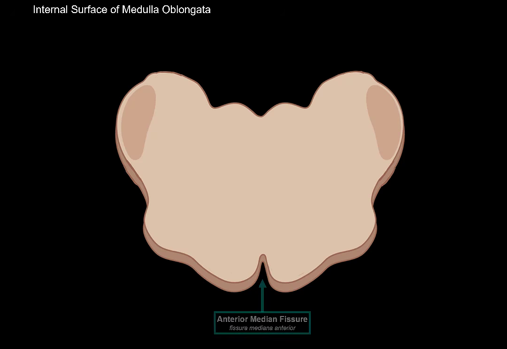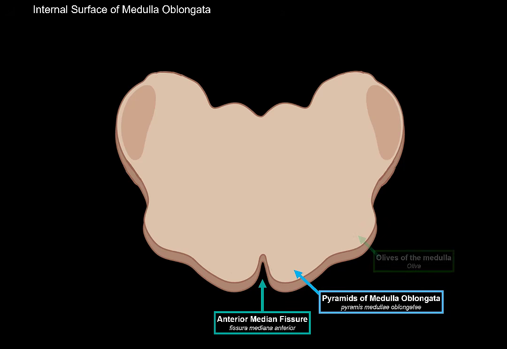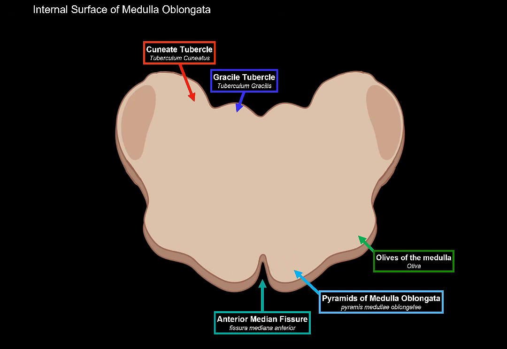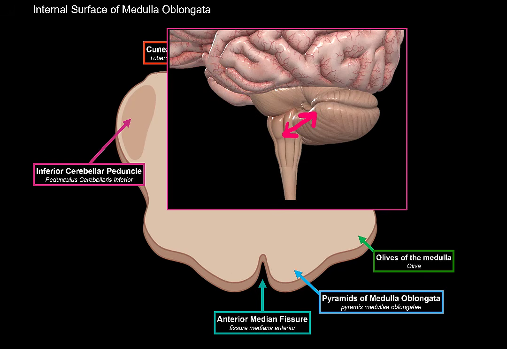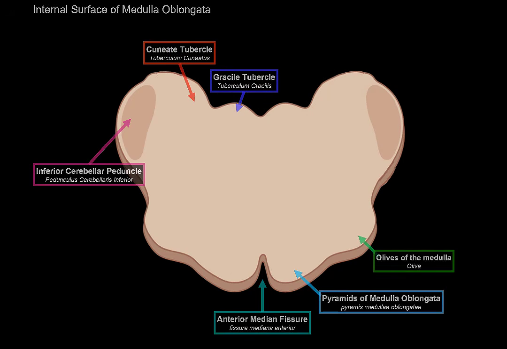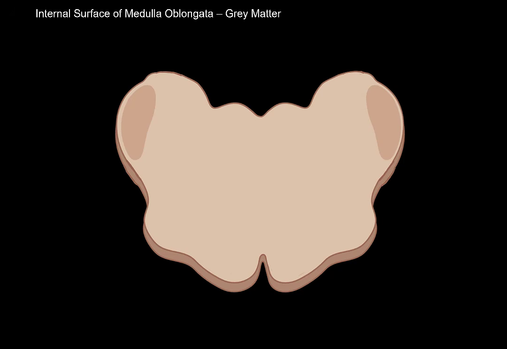We will be able to see the anterior median fissure, the pyramids of the medulla and the olives, and posteriorly we will be able to see the gracile tubercle and the cuneate tubercle. And then on the sides here, we can see the inferior cerebellar peduncles, which remember connects the cerebellum with the medulla. So I hope you're following so far. Let's now go ahead and fill up the internal surface with structures, starting with the gray matter.